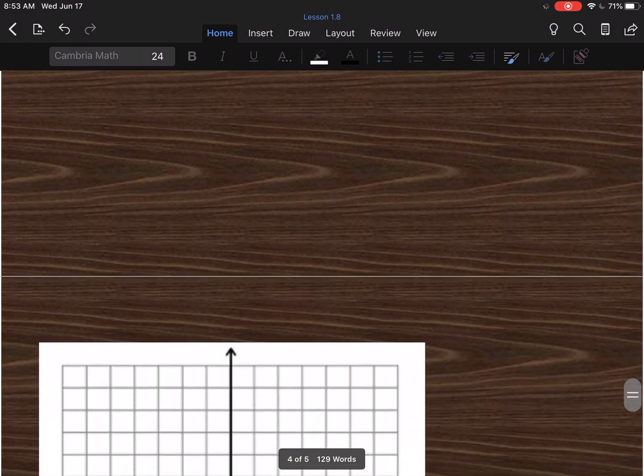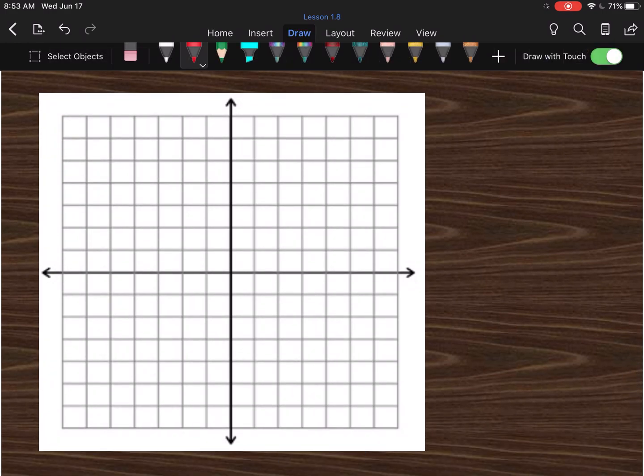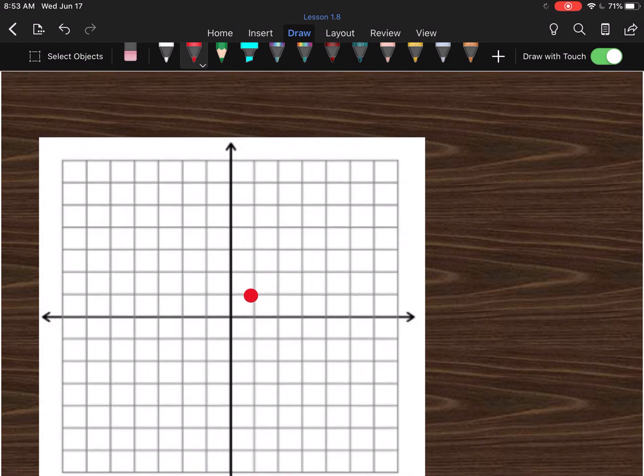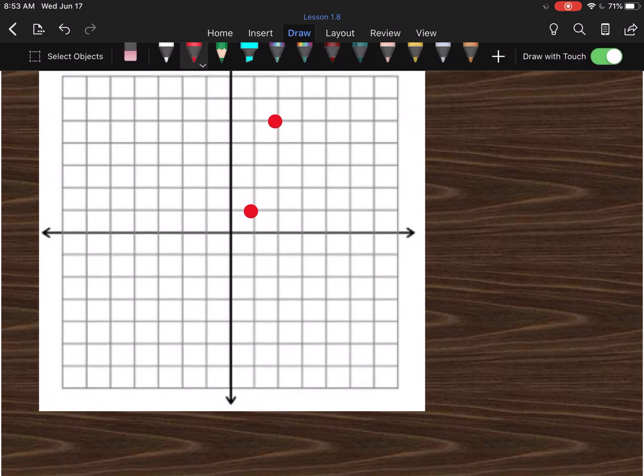So 1, 1, we can fit. 1, 1 is right 1, up 1. 2, 5, we can fit, because it's right 2, up 1, 2, 3, 4, 5. We cannot fit 3, 9, or 4, 13. They won't fit vertically. But we can fit negative 1, negative 7, because this graph does go down 7 places. So negative 1, negative 7 is left 1, down 7. So plot whatever points you can when you're given a function.